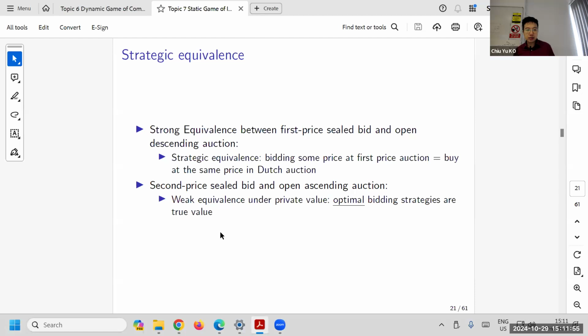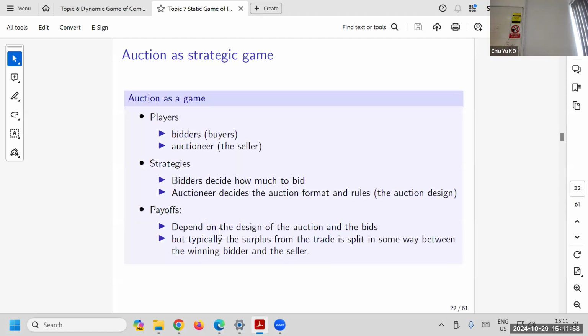Let me quickly define the game. In this model, the players can be the buyers and the seller. But of course, the seller is a design problem, so the seller is not a player in this game. The seller is one step ahead, so he decides what auction to run. But once he does, he can commit to this auction. So the only players are the bidders. The bidders decide how much to bid, and the auctioneer designs the format. That's why they call it a market design problem: designing what kind of rules.